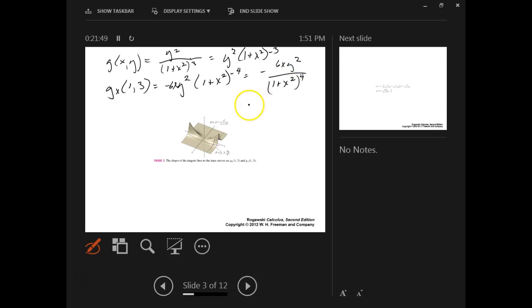And then you can plug in the 1, 3. And what does that give you? Minus 6 times 9 over 16.